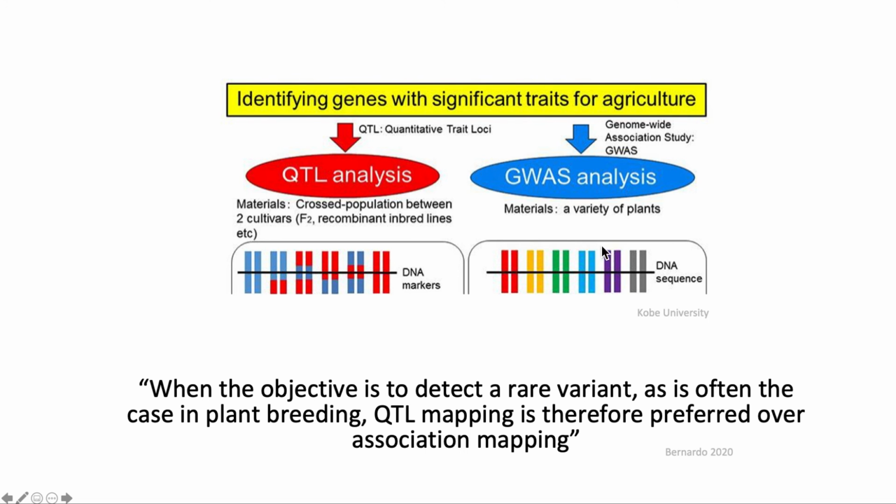And I took this sentence from Dr. Bernardo, when he mentioned that when the objective is to detect a rare variant, and that is usually the case, QTL mapping is therefore preferred over association mapping. And that is because imagine that we're interested in the red allele here, and that allele is in just 1% of your population. So the statistical power to detect the effect of that allele, present in just 1% of your population, is going to be really low.